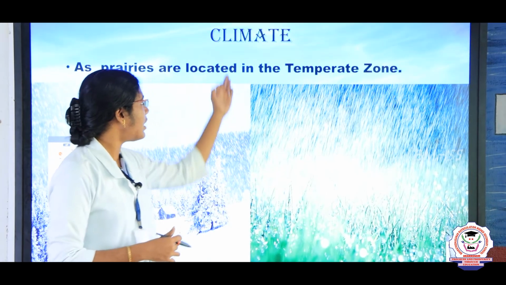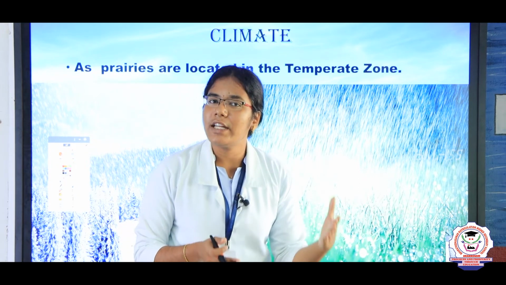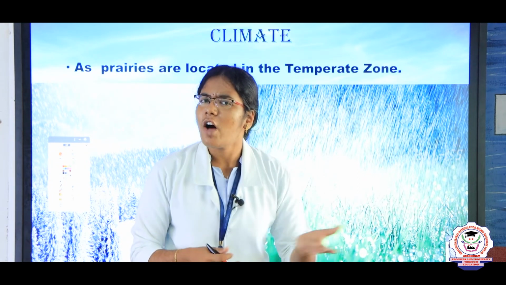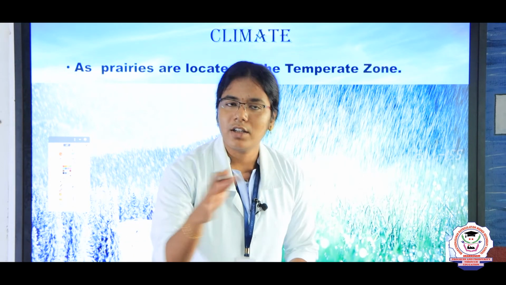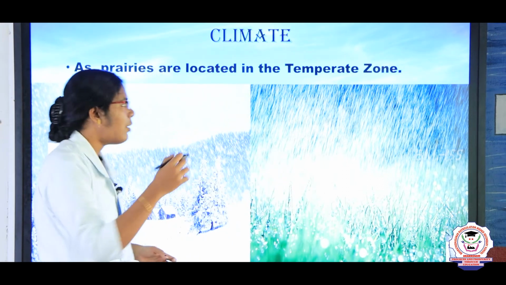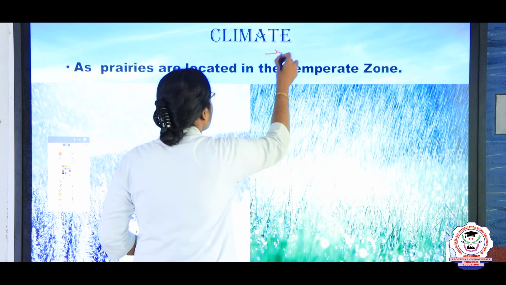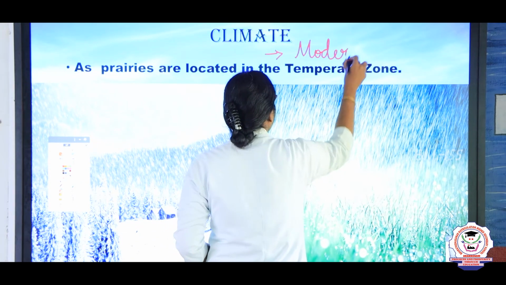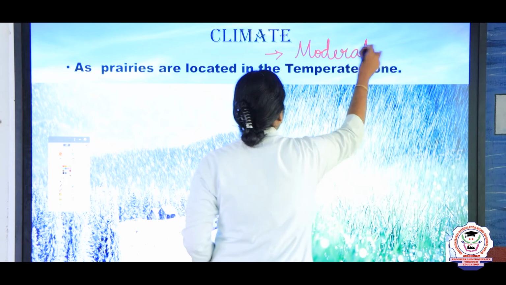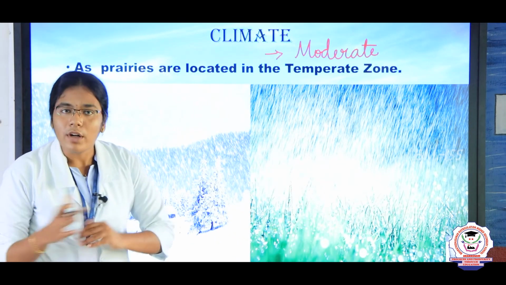Next we see about the climate. We already said most of the grasslands are located in the temperate zone. So how is the climate? Bhunesh, you tell me how the climate is in the temperate zone? Good. That is a moderate climate, which means neither very hot nor very cold. Due to this climate, the crops grow very well here.